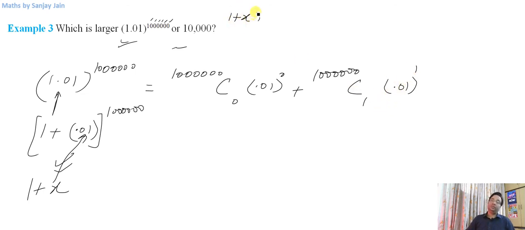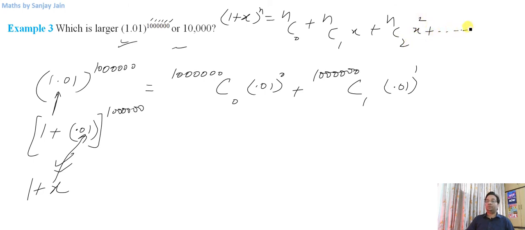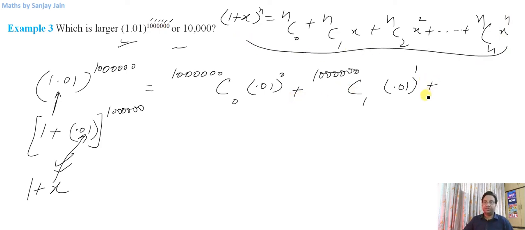You remember this: 1 plus x raised to power n is nothing but nc0 plus nc1x plus nc2x squared plus and so on, ncnx raised to power n. This is the formula that you need to keep in your mind. So I have written two terms. Let me write the third term: 1 2 3 4 5 6 c2 0.01 raised to second power.